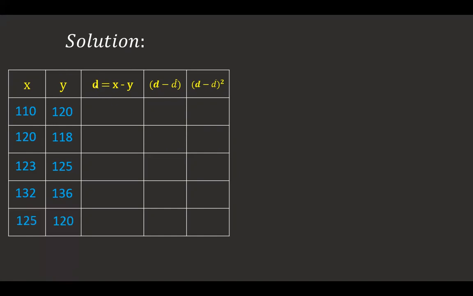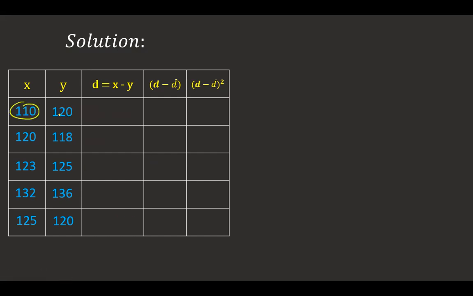Now I'm going to calculate the difference. How is the difference calculated? What is my X here? It is 110 minus 120, this one, and here 120 minus 118, and this is 123 minus 125, and then 132 minus 136, and this will be 125 minus 120. So we'll quickly calculate this.